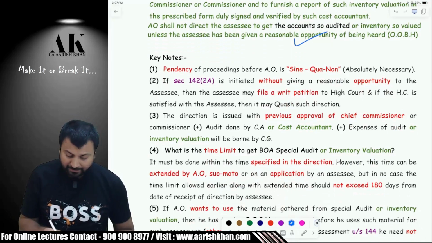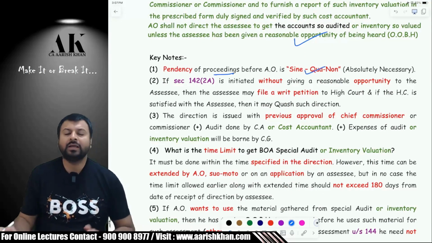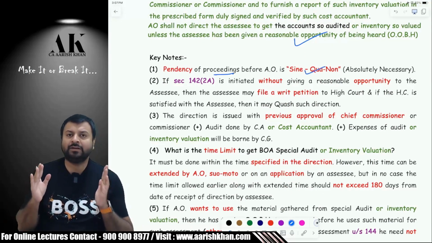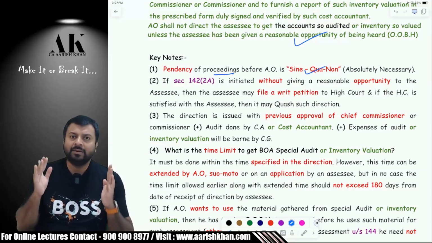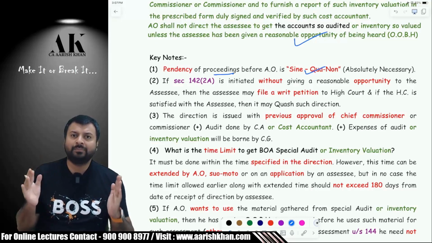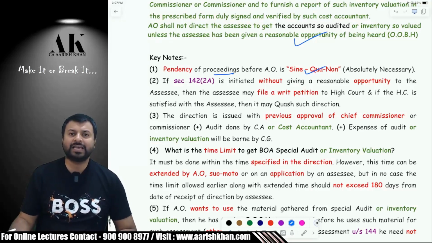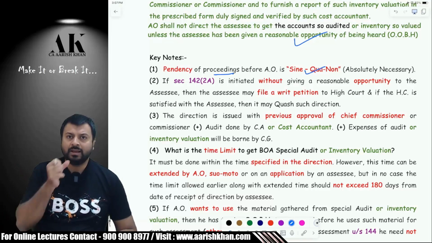Now there are a few points which we need to keep in mind. The first one, pendency of proceeding is sine qua non. This power can be invoked only during pendency. Pendency sine qua non means absolutely necessary. Sine qua non is a legal phrase. It's a Latin phrase which means absolutely necessary. Now, before giving a direction, am I supposed to give an opportunity of being heard to the assessee? Absolutely necessary to give an opportunity of being heard.